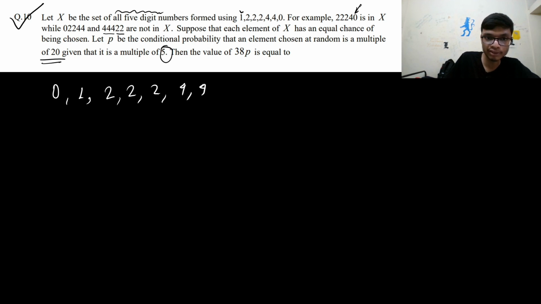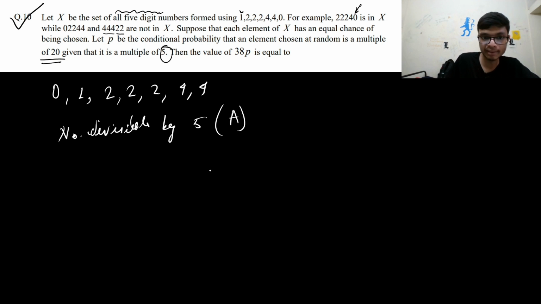Okay, so that's a very interesting problem. If we try to solve it, we have the digits 1, 0, 1, that is, 3 times of 2 and 2 times of 4. So we have 7 digits over here. If we talk about a number divisible by 5, let me take that as an event. So how do we make the numbers which are divisible by 5?